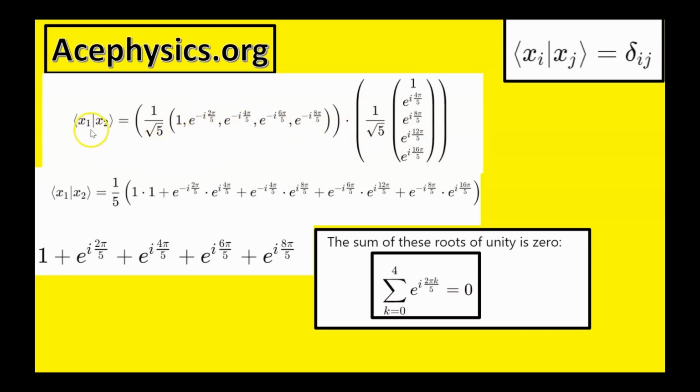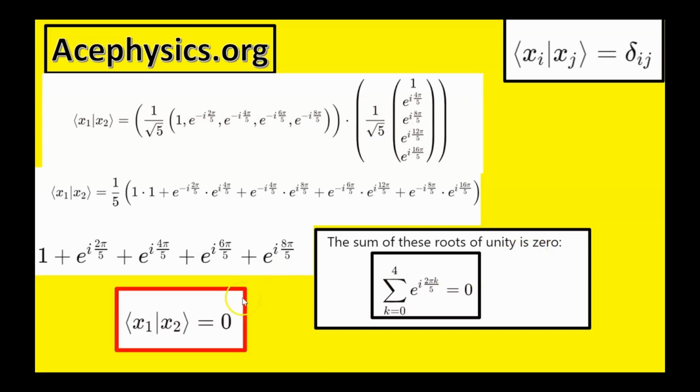Notice it's the complex conjugate because it's the bra. This is x2 written in the momentum basis. If I take the inner product, the calculation is here. The sum of these roots of unity is 0. This is the magic that makes all of this possible, and therefore the inner product of x1 with x2 is, of course, equal to 0.